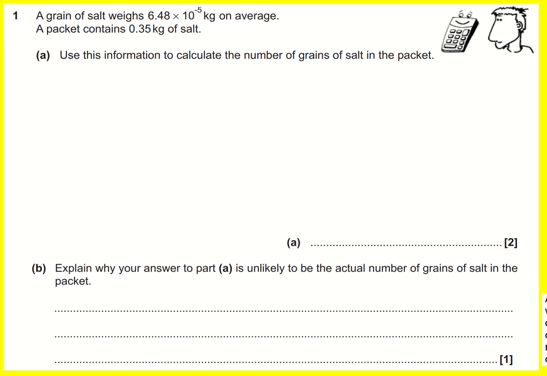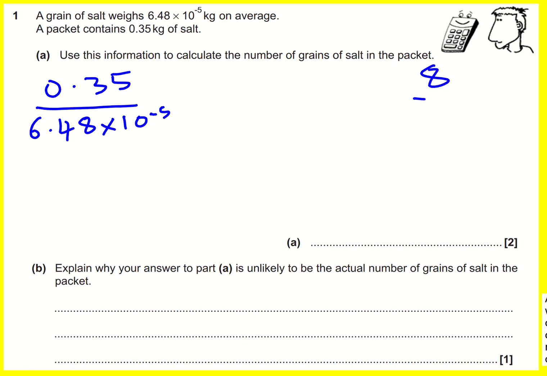To work out the number of grains of salt in the packet, we need to take the total amount that we have in kilograms and divide it by the weight of a grain of salt. In the same way, if I had, I don't know, 8 grams of something and each thing weighed 2 grams, I could divide them and yes, I would have 4 things. It's the same kind of principle.